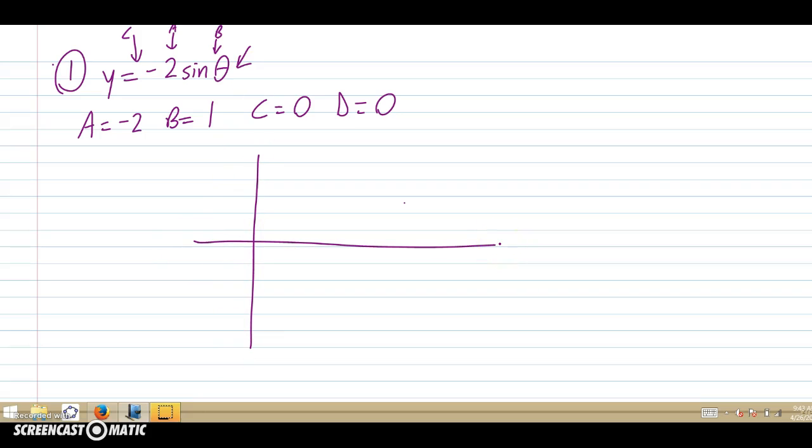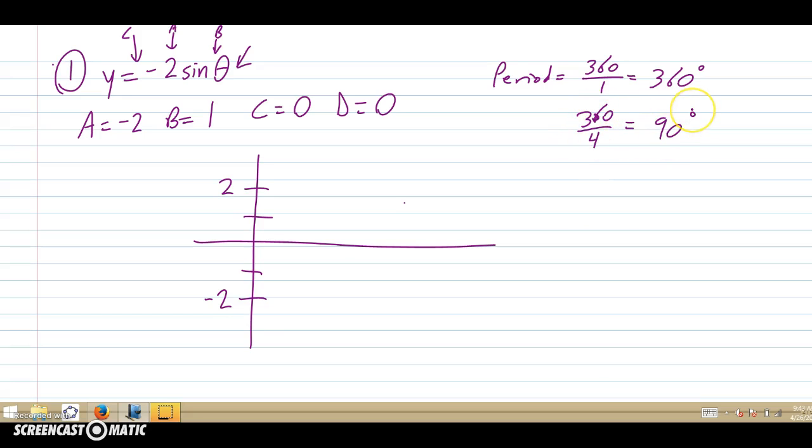And we're only graphing one cycle. So A is negative 2. That means my amplitude is 2. So the highest it's going to go is 2, and the lowest it's going to go is negative 2. Our B value, so I need to find our period. We're in degrees, so it's 360 divided by 1. That means we're going to do one full cycle in 360 degrees. Now I just need to figure out what I need to add each time. To do that, you divide by 4. And that means we're going to be adding 90 every time.